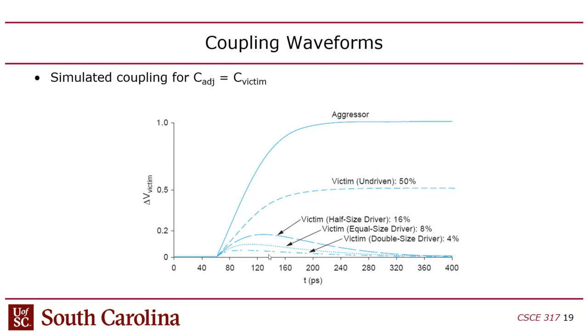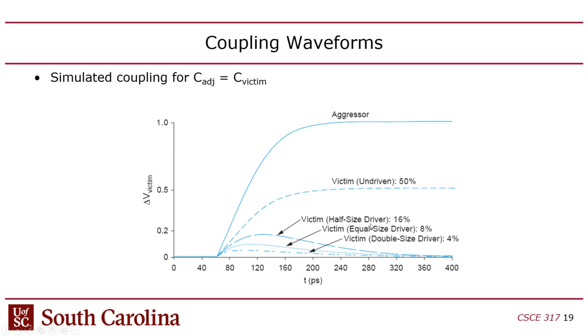So this is a simulation they show. You've got your aggressor, which is this top curve, going from 0 to 1 volt. If the victim is undriven, if it's floating, then, and this is kind of amazing to me, the voltage of the victim, even through pure capacitive coupling, can be as high as 50%. So you might get half a volt on that victim just through capacitive coupling. But if the victim is driven, there's much less effect.